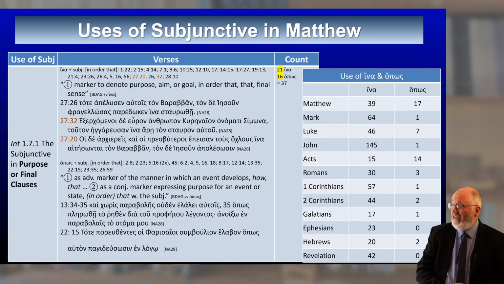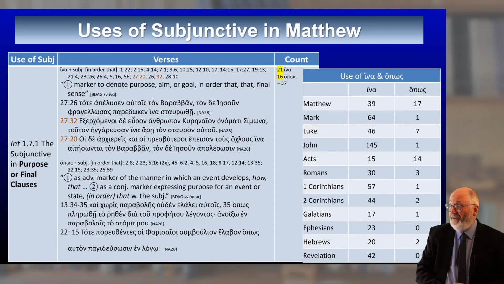Now, as well as using hina plus subjunctive to form final clauses, Matthew makes considerable use of hopos plus subjunctive. And again, I didn't think hopos was used nearly as often as hina. So I did a little search in Logos, and here's what I came up with. Matthew uses hina 39 times and hopos 17 times. So hopos gets quite a bit of usage in Matthew.